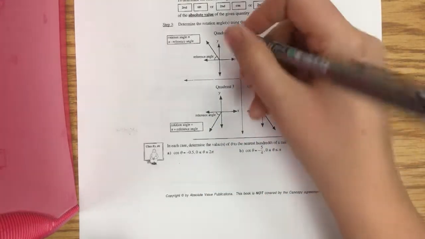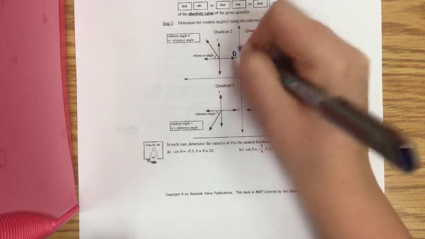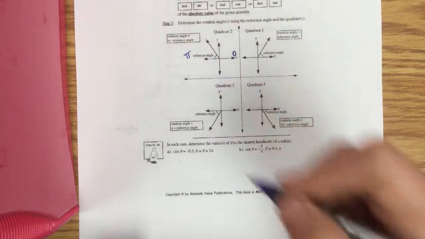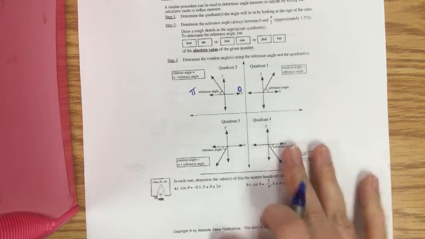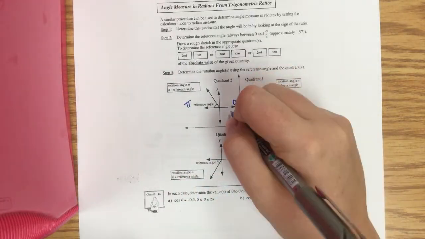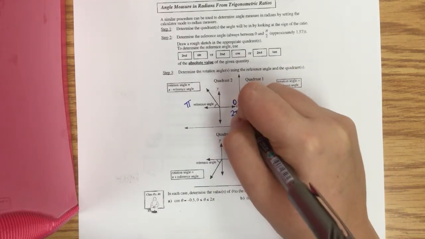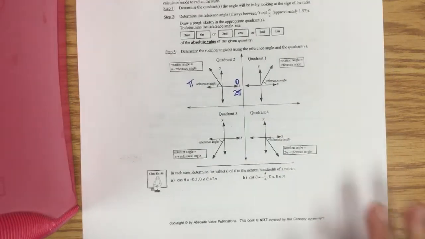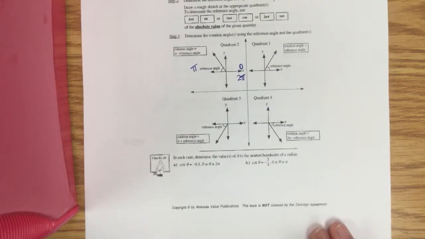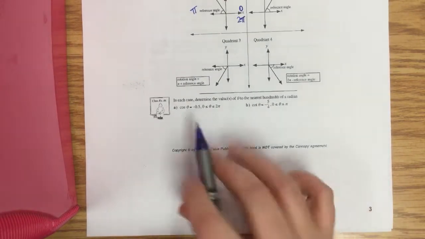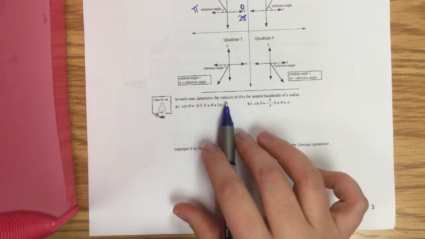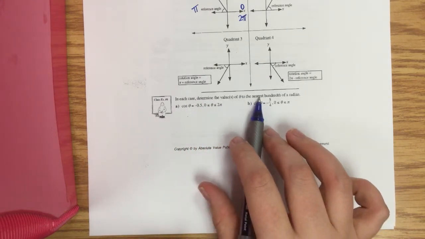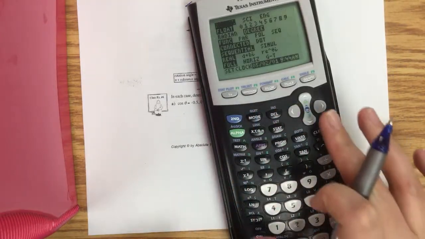x-axis, which I'm just going to label on one of these. Starts at 0. Pi radians is at the 180 position, and then when you come back to 360, it's 2 pi radians, okay? So let's try one first. Now it says, in each case, determine the value of theta to the nearest hundredth of a radian. So I need my answer in radians. I'm going to make sure right now I switch modes.